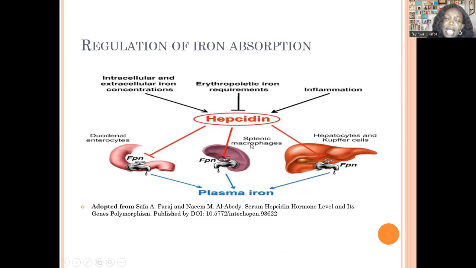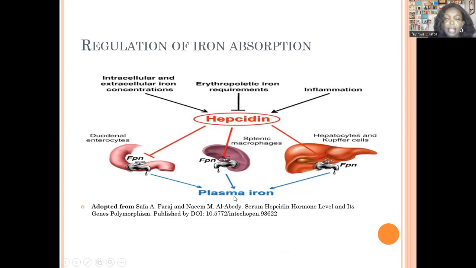And they also contain ferroportin. Ferroportin is the channel that allows the release of iron to the circulation. So increased extracellular iron also increases hepcidin production. And this hepcidin acts on splenic macrophages, stopping them from releasing the iron that is stored in them. It can also act on ferritin found in hepatocytes, also stopping them from releasing iron into the circulation.